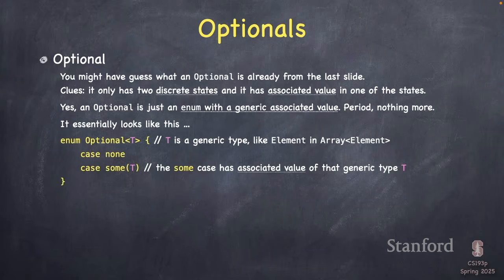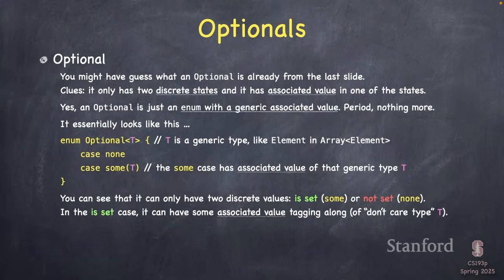So an optional looks like this. Enum Optional, generic over T. It uses T as the name of its generic thing, like Array uses Element. And then it has two cases, case none, just a normal case of an enum, and then case some, which has an associated value of type T. That is optional in all its glory. That's all there is to it.